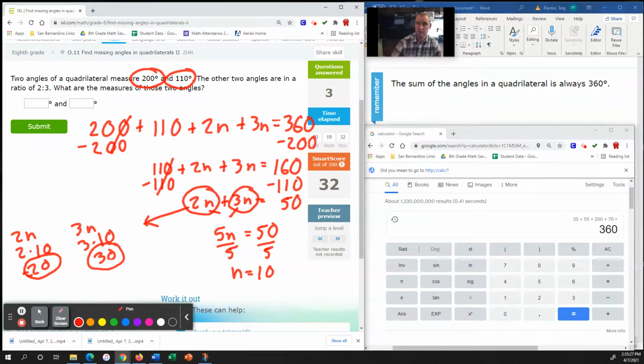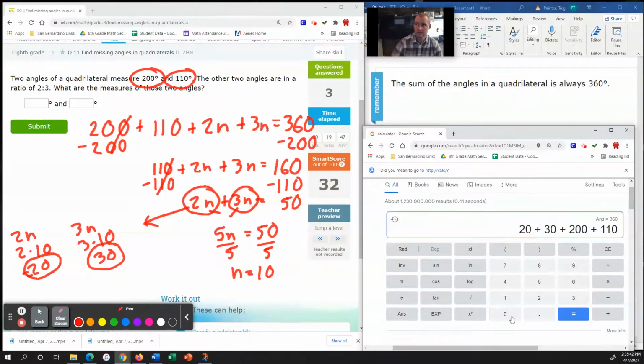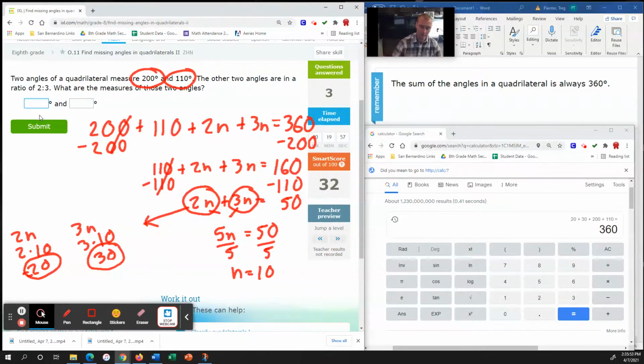Remember, the goal is they got to add up to 360 for a quadrilateral. So here we go, 20 plus 30 plus 200 plus 110 takes us to 360 degrees. So this one looks beautiful, and I'm very confident we got it correct. So we're going to go ahead and put them in order, 20 and 30. Whatever you do, make sure it's typed in correctly. You type it in wrong, everything will be wrong. And again, this is a lot of work to not get correct, so we want it to get correct.